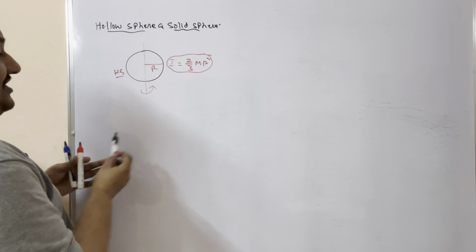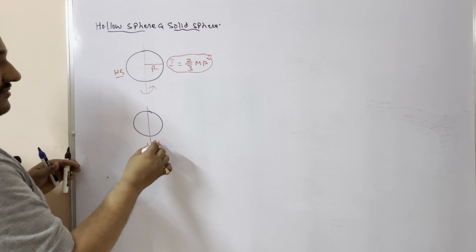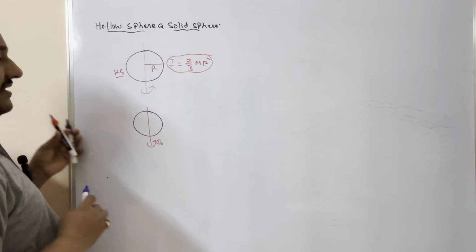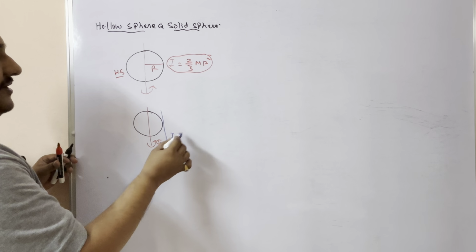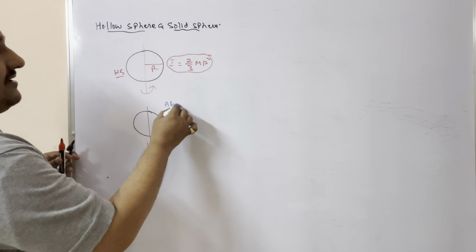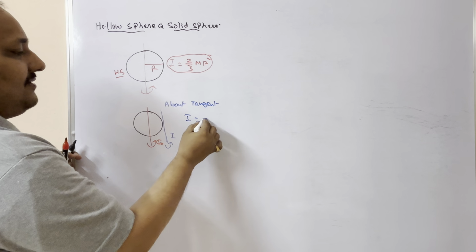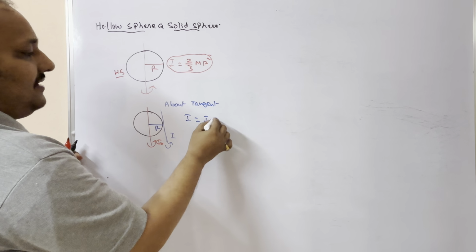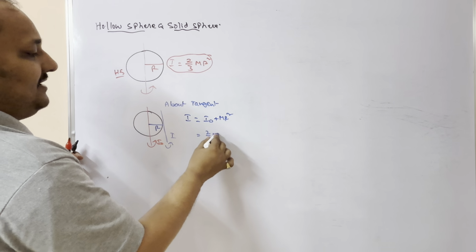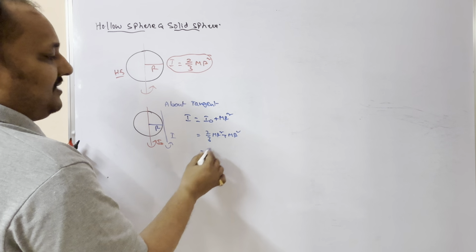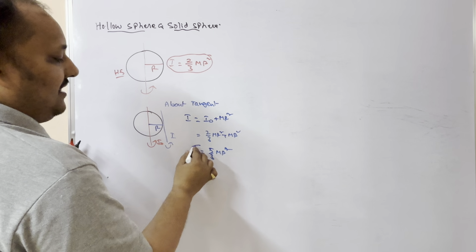Next, about its tangent. About its tangent means, this one we came to know, this is I naught, then this is going to become tangent. Moment of inertia about tangent. So I is equal to, these two axes are parallel, I naught plus m r square. What is I naught? 2 by 3 m r square plus m r square. This is going to be 5 by 3 m r square.